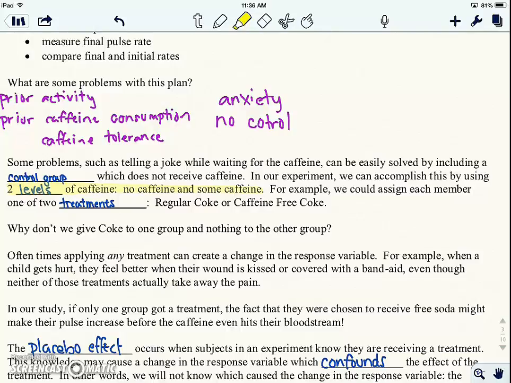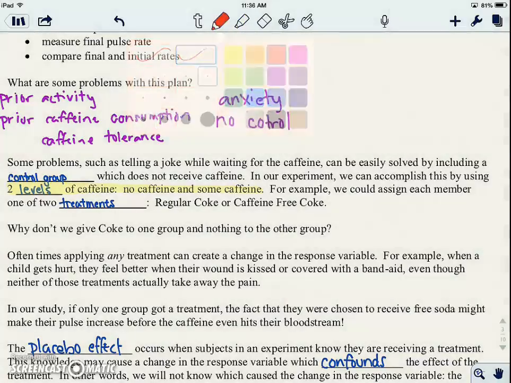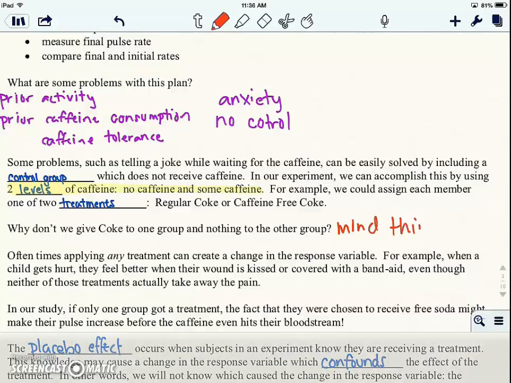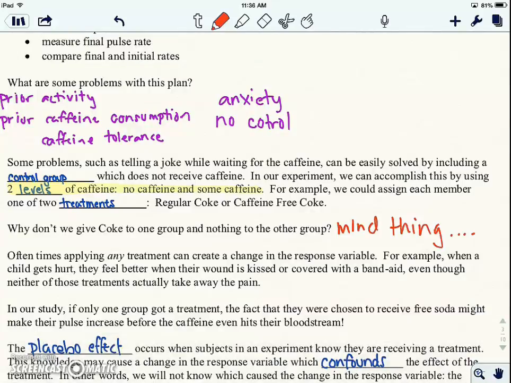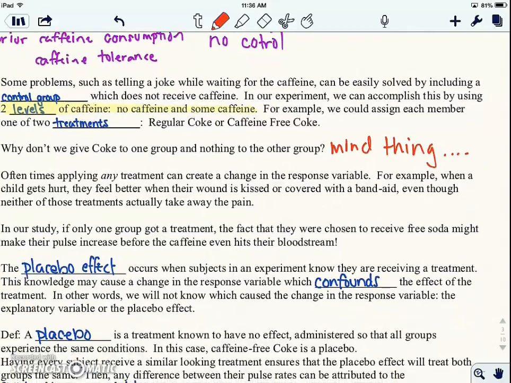Why don't we give Coke to one group and nothing to the other? That's the whole idea of, if you know you have it, it's a mind thing. It's the idea of a placebo, and we'll talk about that. Knowing you have the caffeine might excite you. You got the actual thing, your heart rate goes up. Knowing you didn't get any of it, you might have a different response. Everything has to be the same.